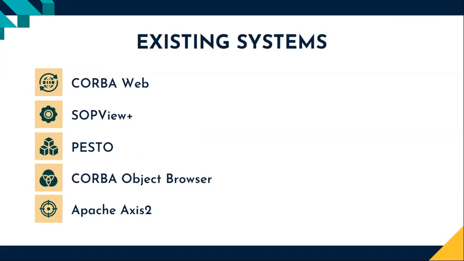There are some systems that are similar to the web system that we are presenting: Corba Web, SubView, Pesto, Corba Object Browser, and Apache Axis. Corba Web is a system that acts as a gateway between the web and the Common Object Request Broker architecture, Corba. This system is known as a generic object browser. Its idea is to allow clients to view and invoke methods on any local or remote Corba object through a web browser.